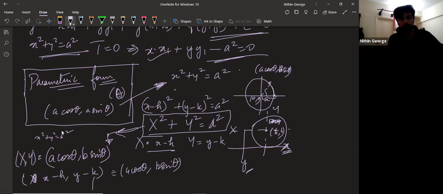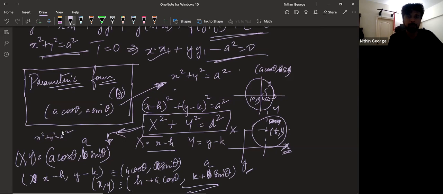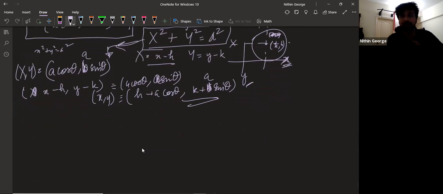So in the old format, x comma y can be written as h plus a cos theta, k plus a sin theta. It's not b sin theta, it's a sin theta. This becomes the parametric form of your point on any circle. Suppose the circle is x minus h the whole square plus y minus k the whole square equal to a square. This is what you do.